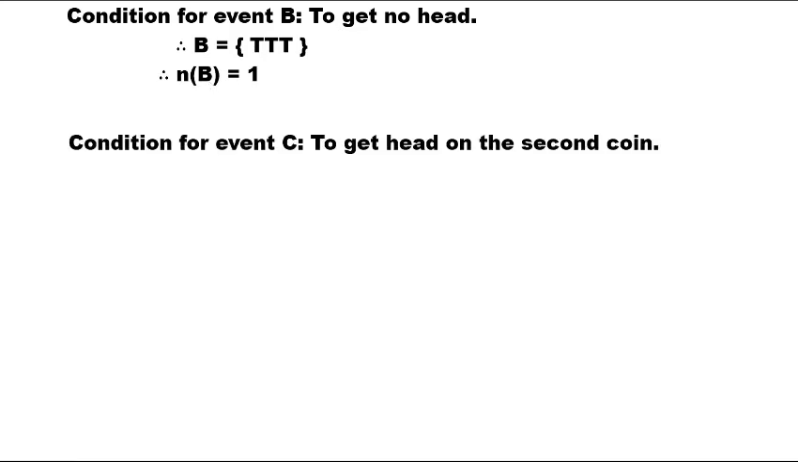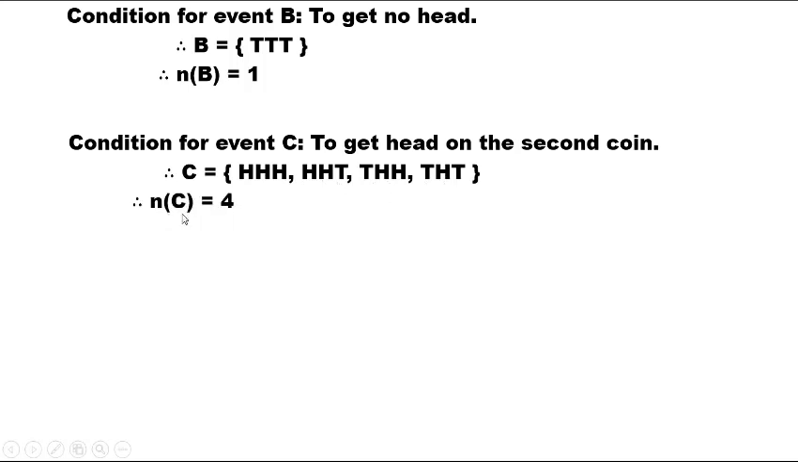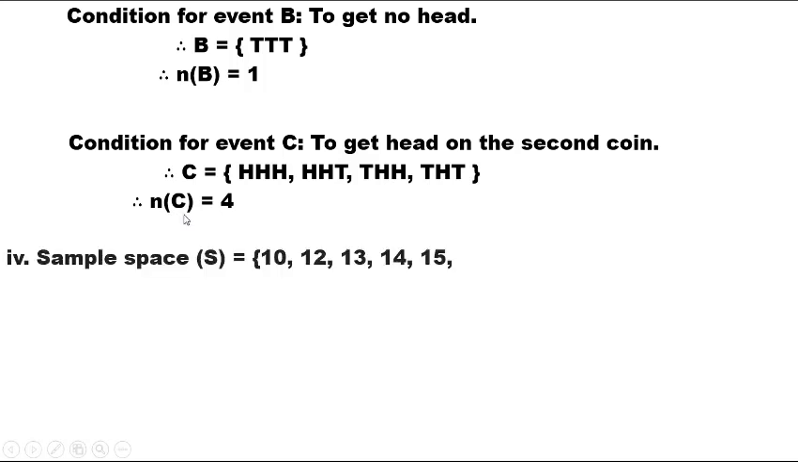Number of sample points in B is equal to 1. Conditions for the event C: to get the head on the second coin. C is equal to {HH, TH}. Number of the sample points in the set C is equal to 4.